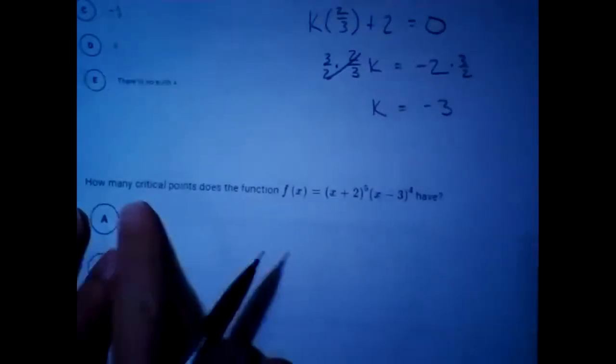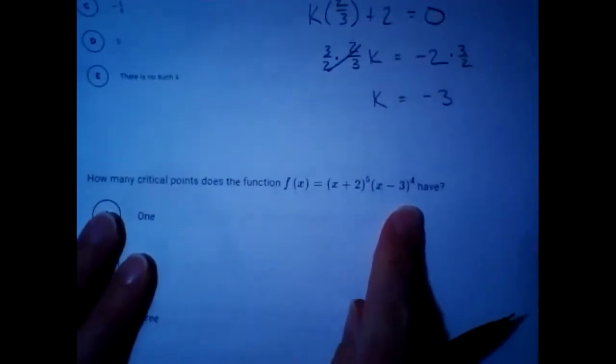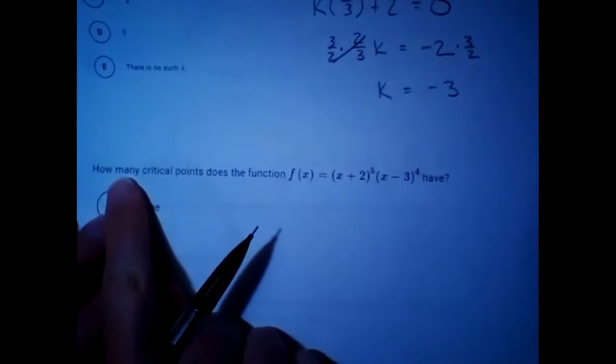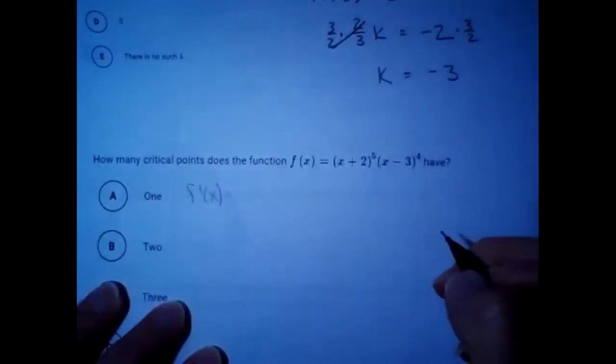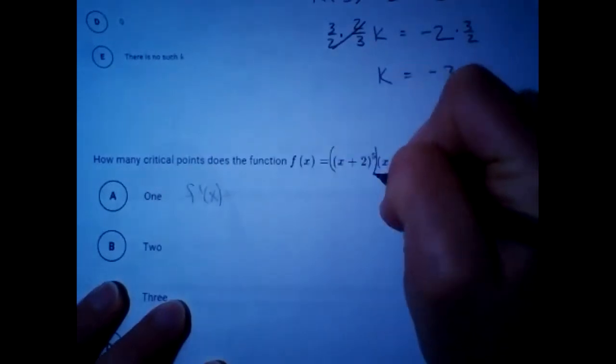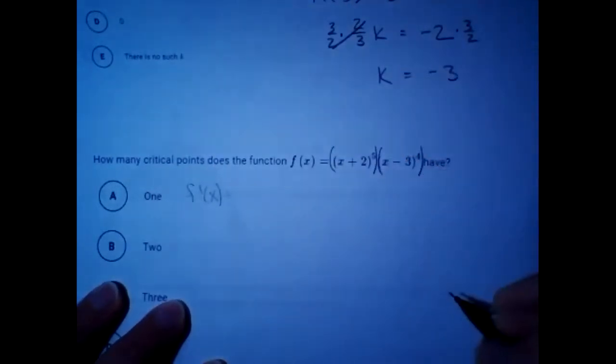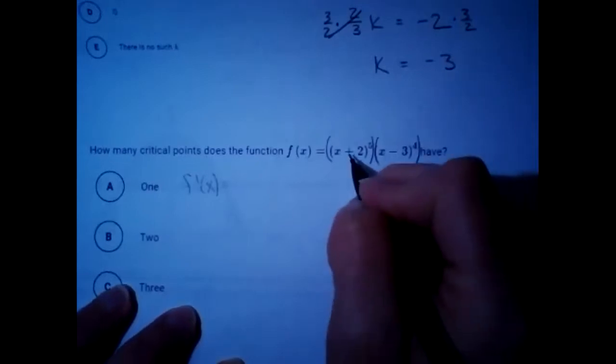All right, number 6, how many critical points does this function have? Not what are they, just how many does it have? So we're going to do derivative equals 0 for our critical points. Again, this is a product rule. This is the first function. This is the second function. So buckle up because this one's going to be a bit messy.